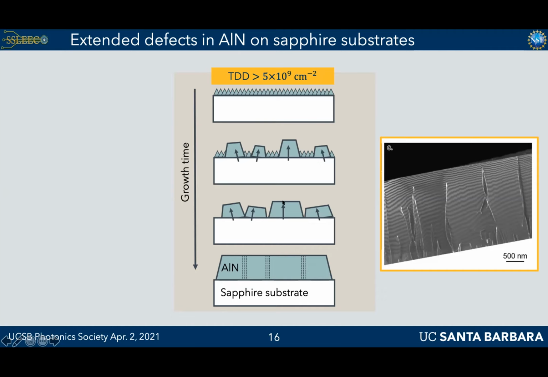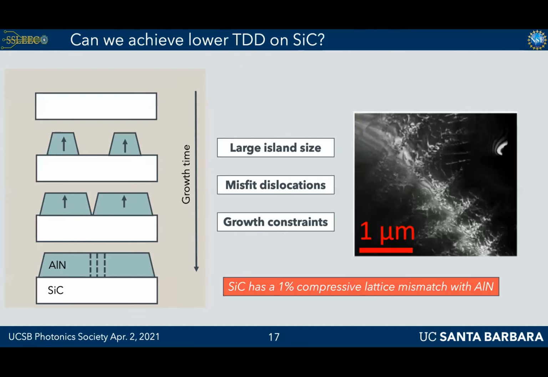So the trick here is you want to get large islands. You want to get the largest islands you possibly can. That's tough with aluminum nitride because the aluminum atom mobility is very low, and as a result, it tends to form very small islands. So how can we get larger islands?